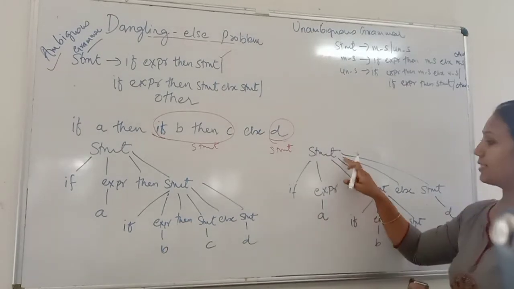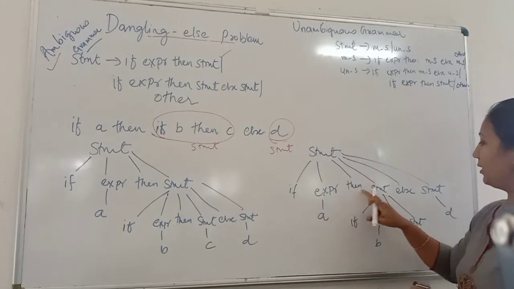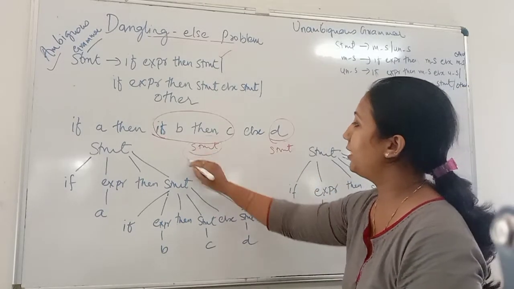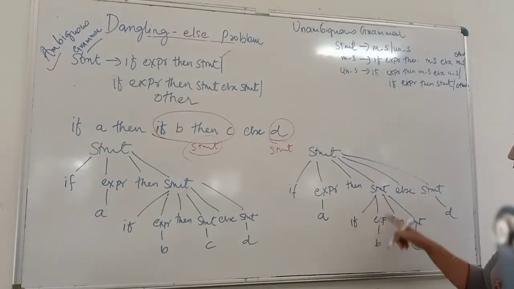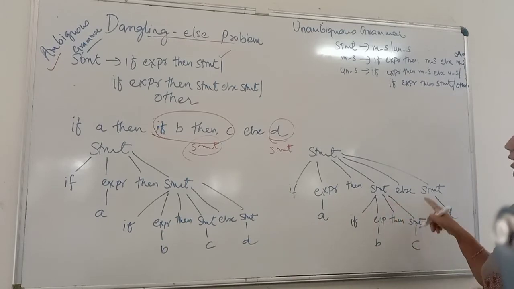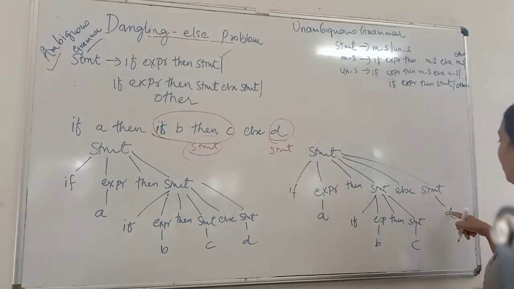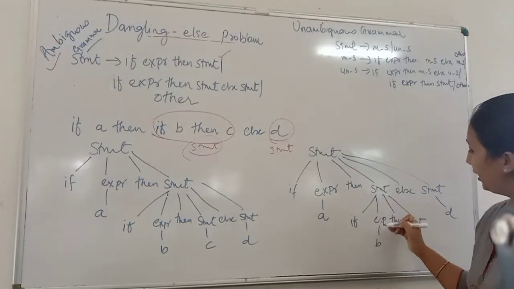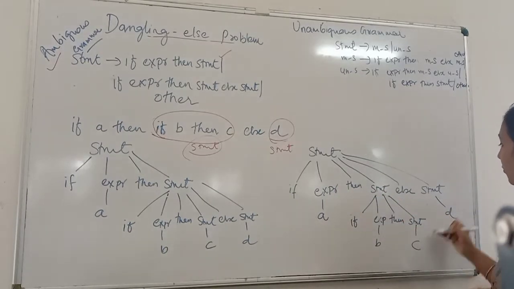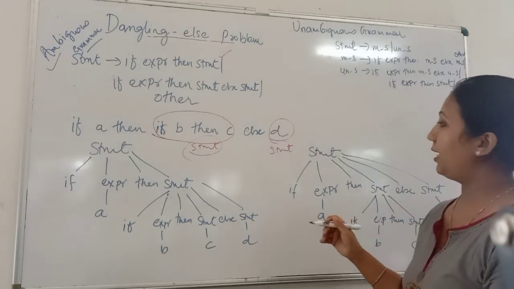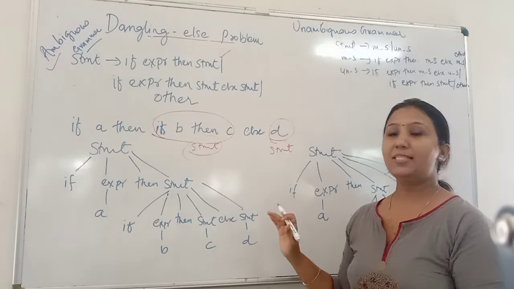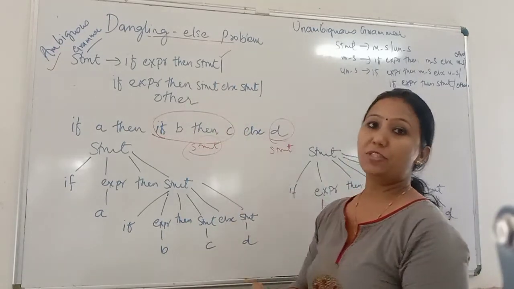So we get statement goes to if expression then statement else statement. Again in this substatement we derive if expression then statement, and finally the statement to D. Here also we can derive expression to A, then expression to B, statement to C and D. So likewise we get two trees for the given statement, and we can say that the given grammar is ambiguous.